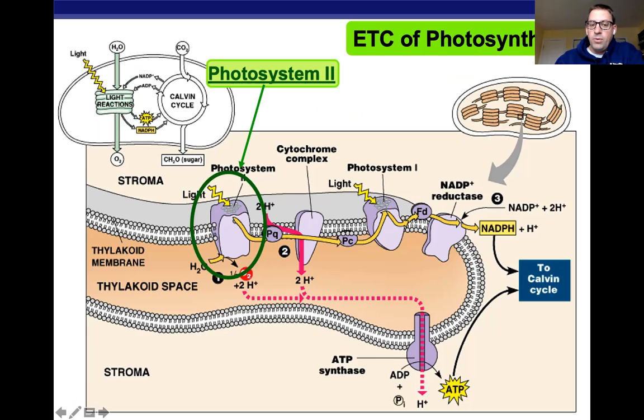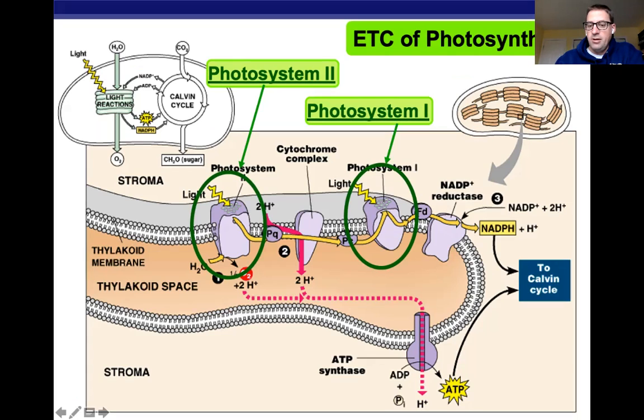So what I want to point out here, this is our electron transport chain of photosynthesis. We're going to have electrons being transported through these proteins embedded within this membrane. Very similar concept to what happens in cellular respiration, right? One thing I want to point out, this is photosystem 2, this is photosystem 1.